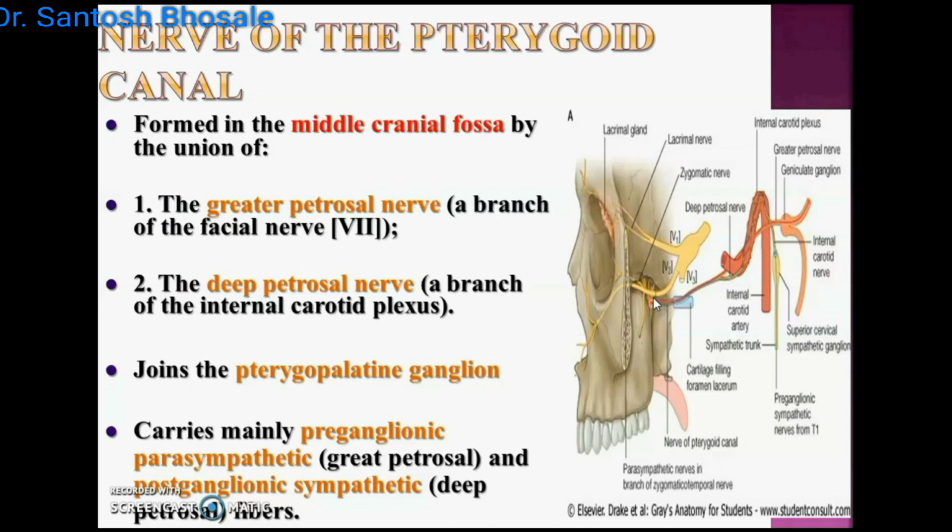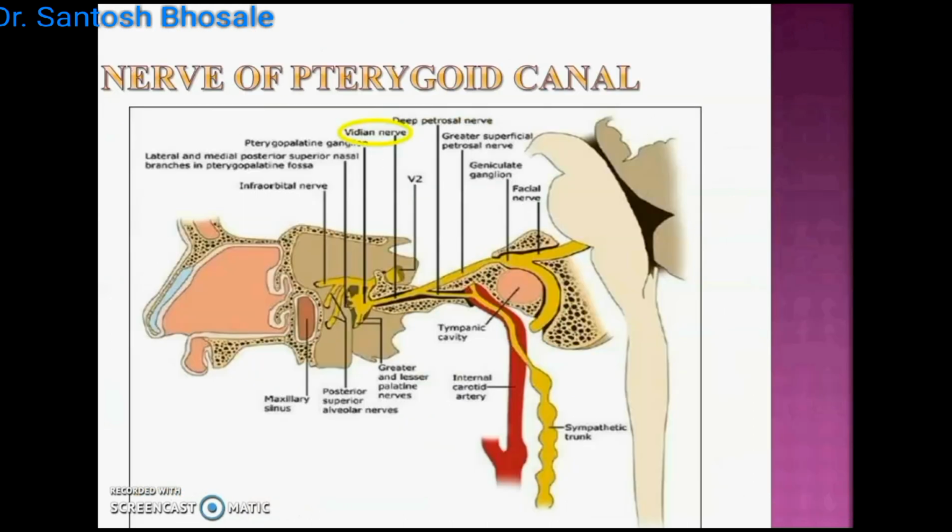They both join and form the nerve of the pterygoid canal, which carries the preganglionic fibers to the pterygopalatine ganglion. Postganglionic fibers are carried by the maxillary nerve. You can see the greater petrosal nerve coming from the genu there, and this is the deep petrosal nerve coming from the plexus around the internal carotid artery. They both join there and enter the pterygopalatine fossa via this pterygoid canal.